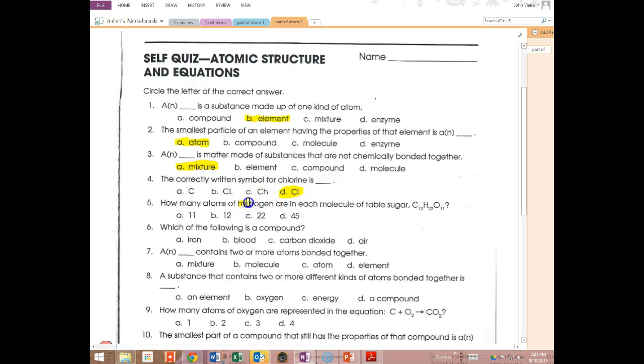How many atoms of hydrogen are there in sucrose? Just 22. All right, that's that subscript.